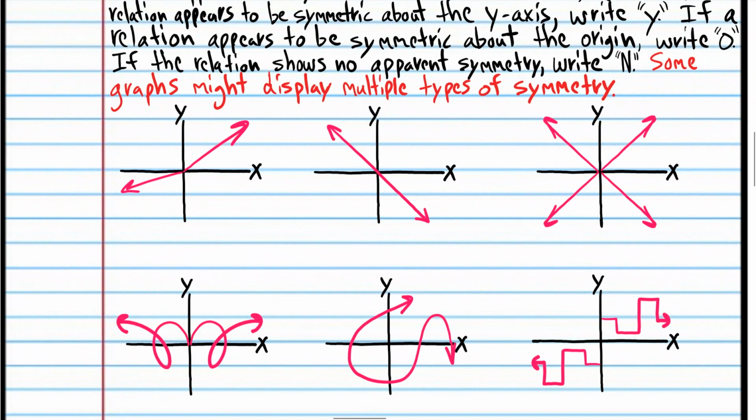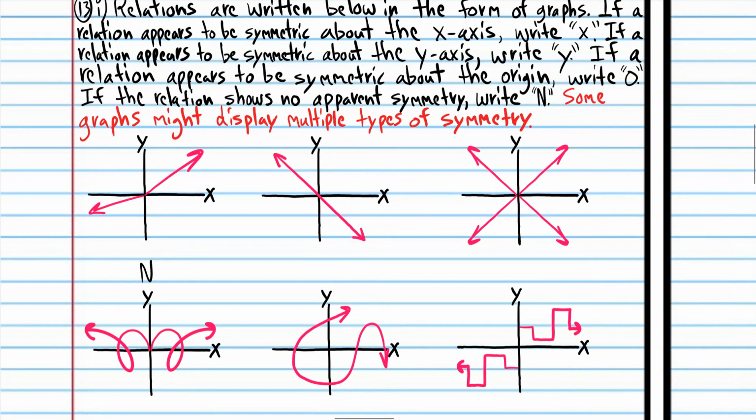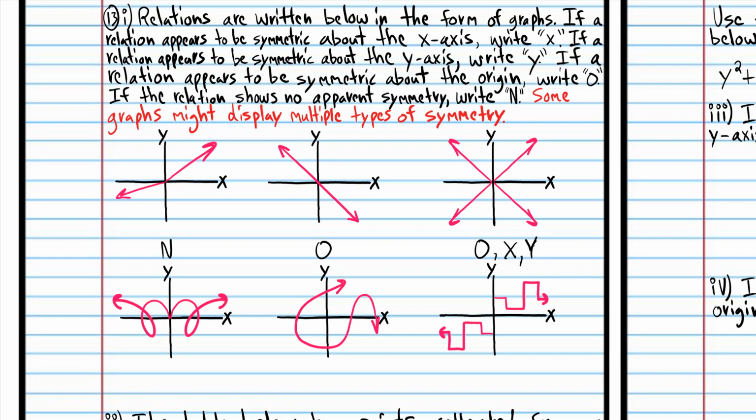Okay, we're back. So this shows no symmetry. This shows symmetry about the origin. This shows symmetry about the origin, the x-axis, and looks like the y-axis also. So for every point x, y, you have another point negative x, negative y. That's symmetry about the origin. For every point x, y, you have another point x, negative y. That's symmetry about the x-axis. For every point x, y, you have another point negative x, y. That's symmetry about the y-axis.